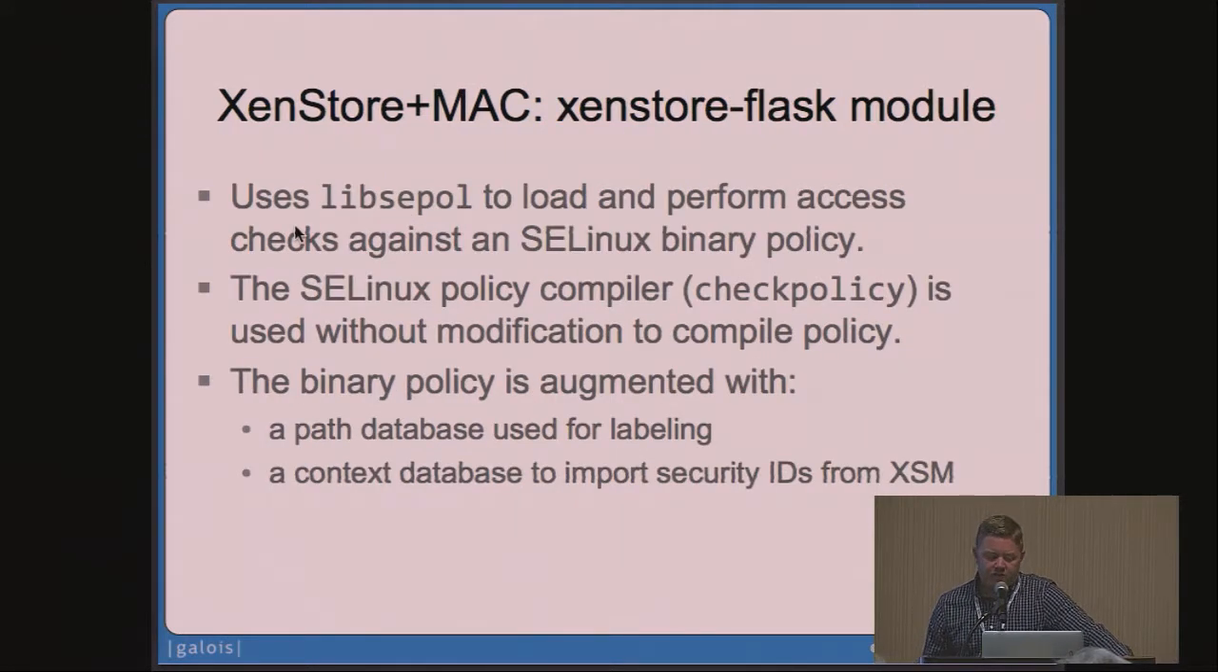So when we enable Flask or MAC in XenStore, we switch those hooks over to hooks from our XenStore+MAC module. And so these use the C library libsepol, which is a standard SELinux library, to load the binary policy and do access checks against it. And we're also able to use the standard policy compiler to compile our policy to this binary. Interesting data point, we use a Linux-style policy, not a Xen-style policy, because we don't need the special sauce that's in the Xen version of the binary policy. And along with that, we have the context database that I mentioned for nesting, and we also have a path database that's used for labeling nodes. And this is similar to an SELinux file context file, if you're familiar with SELinux.